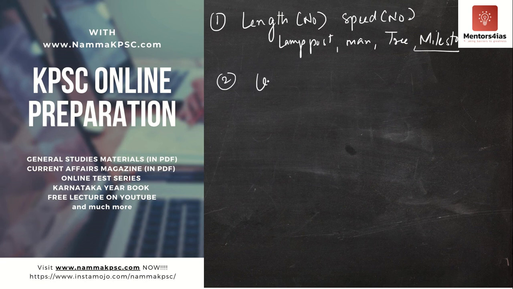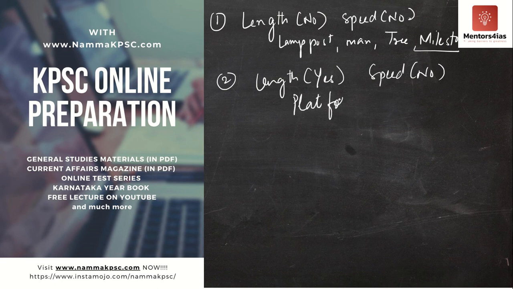Second case, you have length but there is no speed. The object that the train is going to cross has no speed. For example, a railway platform, a bridge, a tunnel, or another stationary train. That is your second case.